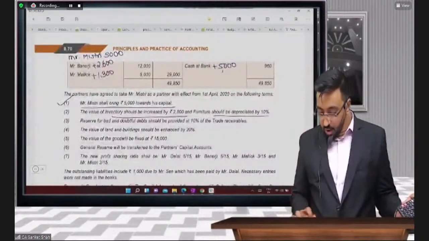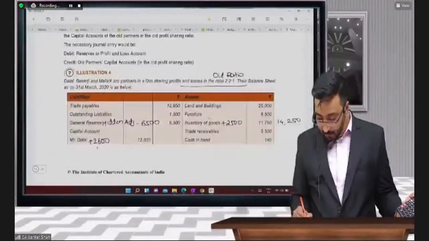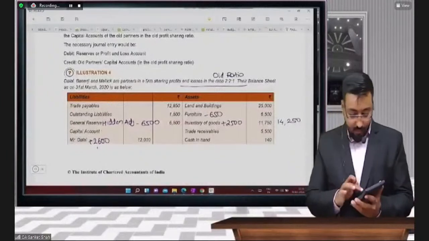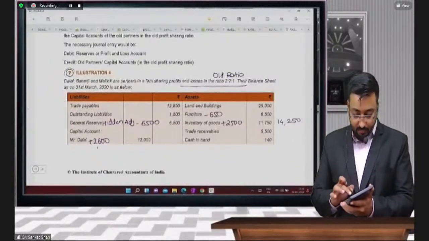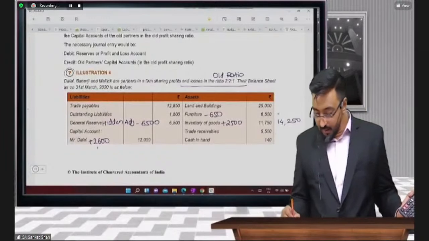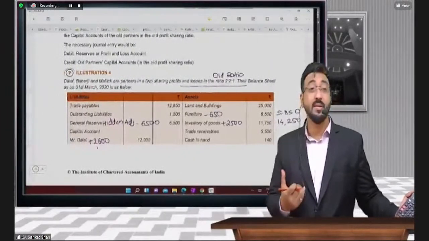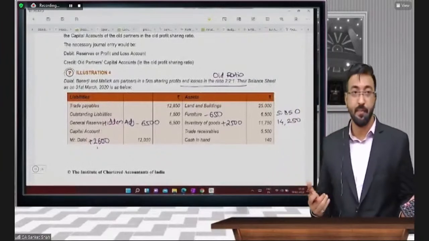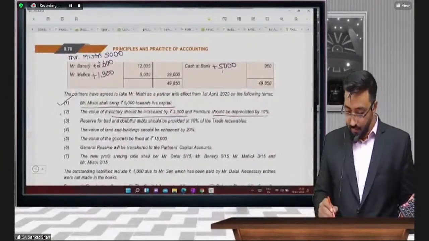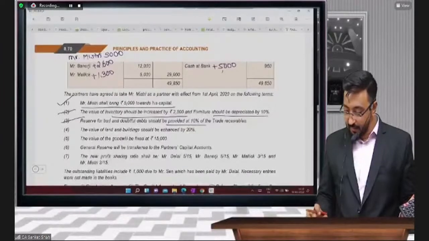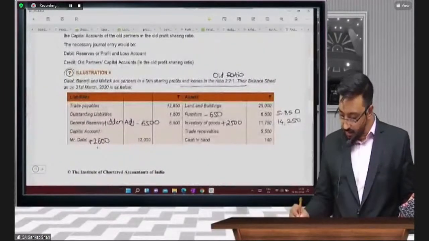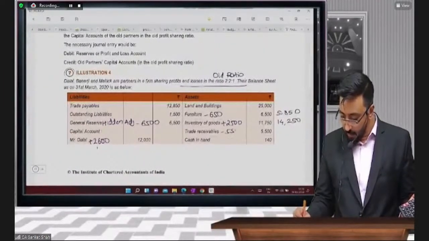And furniture should be depreciated by 10%. So minus 650. So 6,500 minus 650, this is 5,850. But please understand these techniques with me, please. Reserves for doubtful debts 10%. So beta, reserves 550.